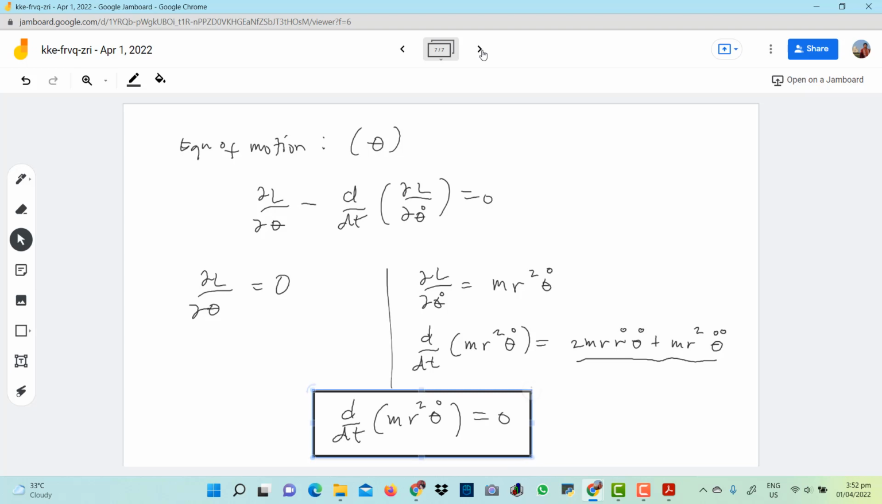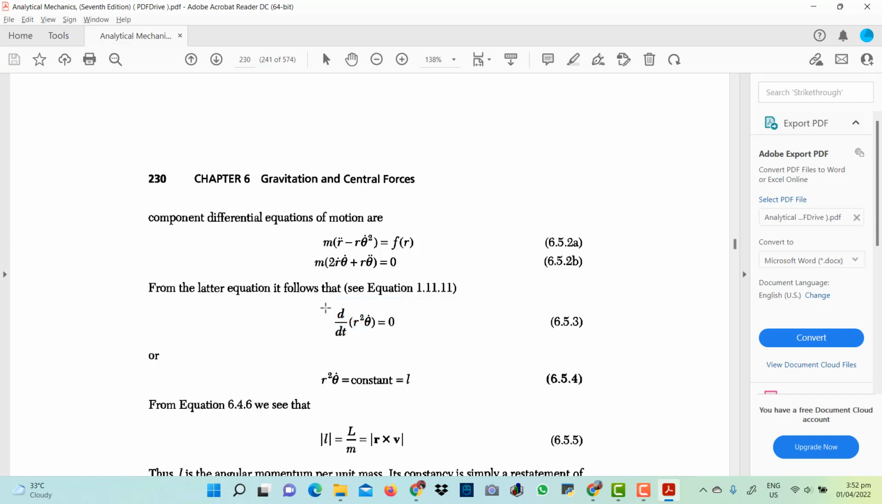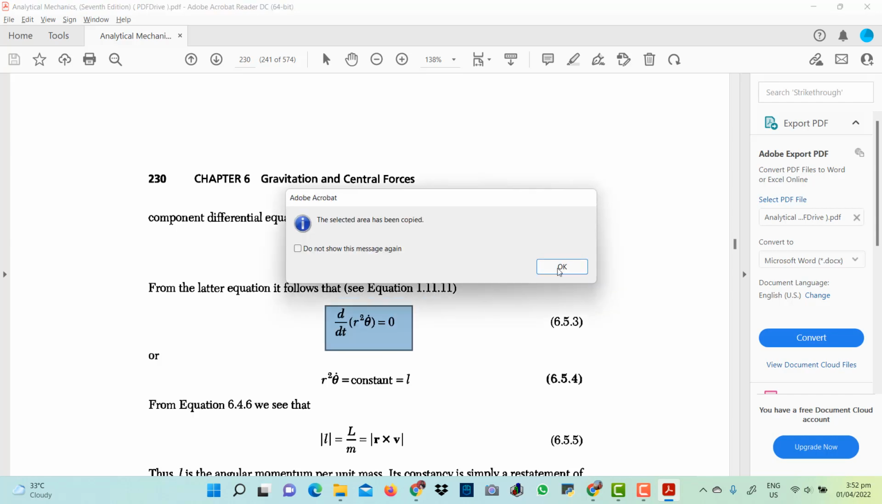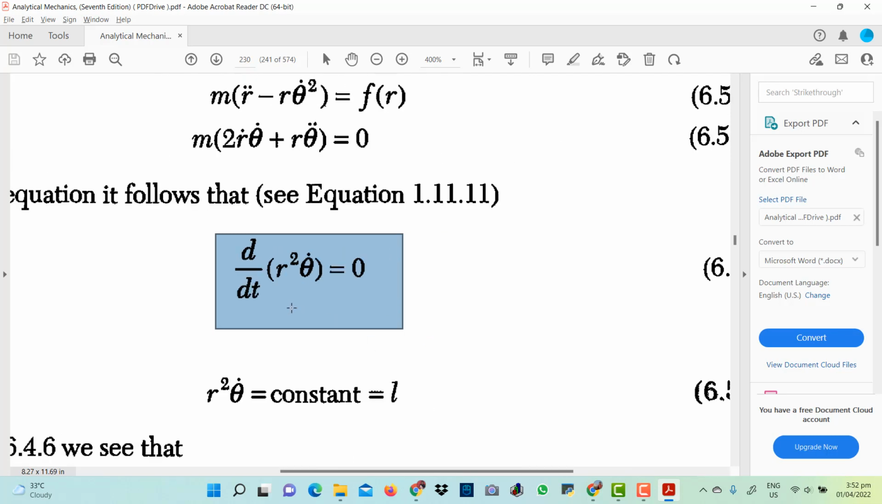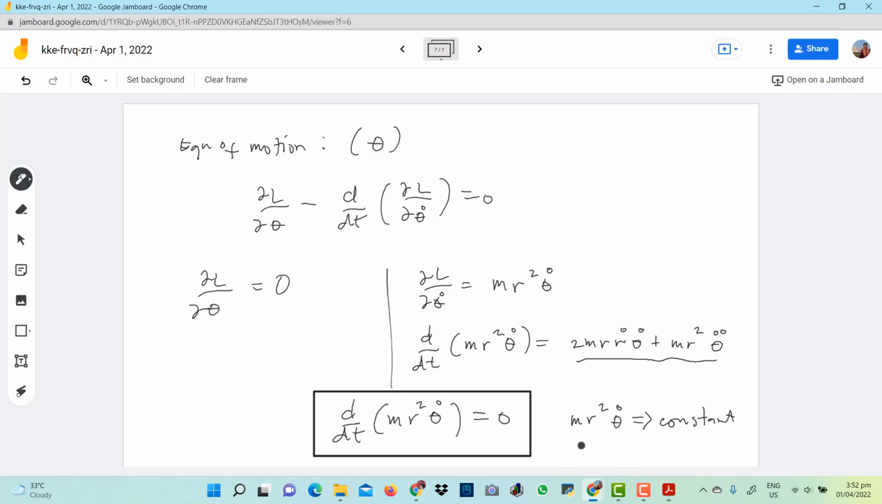The derivative is zero when your mr square theta dot is a constant. And I think I already explained this to you last time. As you can see here, the r square theta dot, okay? So that's the equation of motion with respect to theta. You can actually factor out the m here, right, and then divide both sides by m. You will get d/dt of r square theta dot is equal to 0.